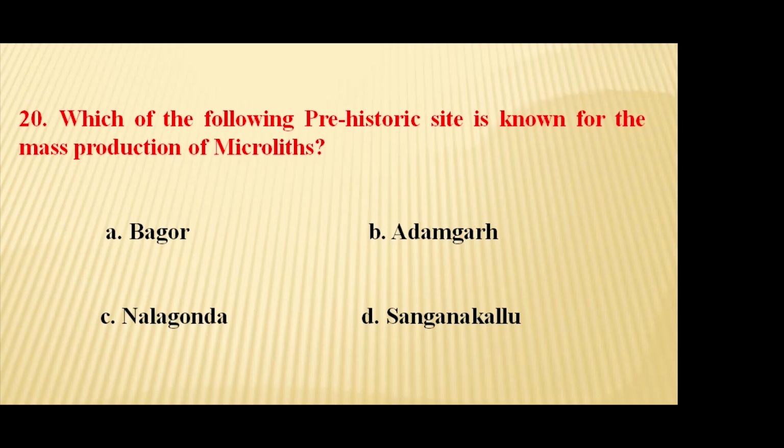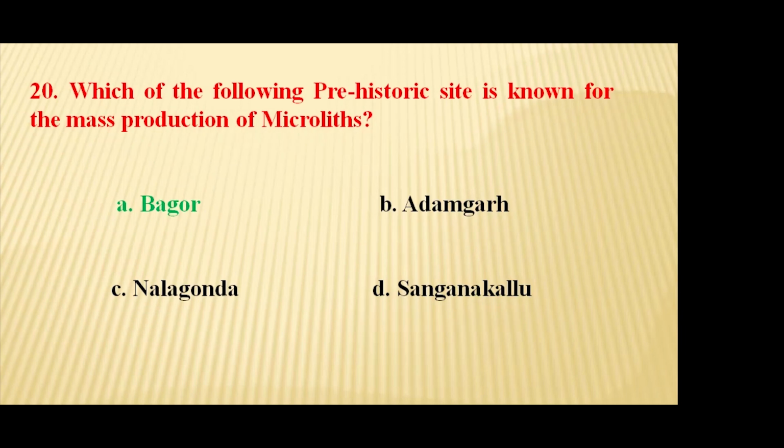Question number 20. Which of the following prehistoric sites is known for the mass production of microliths? Option A, Bagor, option B, Adamgarh, option C, Nalagunda, option D, Sanganakallu. And the correct answer is option A, Bagor. Thank you.